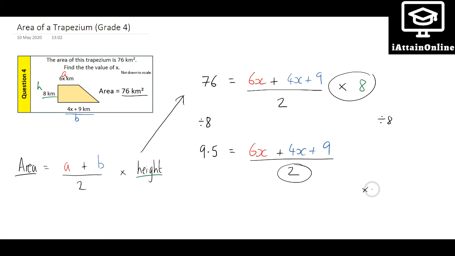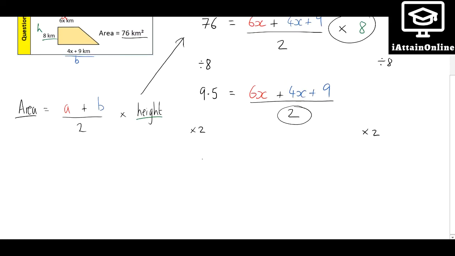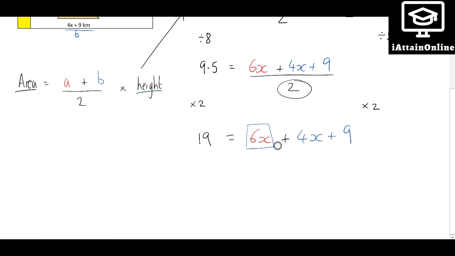The next thing I want to undo is this dividing by 2 bit. So I can times this side by 2, and I can times this side by 2. On the left-hand side, 9.5 times 2 gives me 19. On the right-hand side, I'm just left with 6x plus 4x plus 9. Now we're going to tidy up the right-hand side by collecting the like terms. Remember, you can only collect terms if they have an x in them. We can put 6x plus 4x together, but we can't include the plus 9 because that doesn't have an x involved in it.